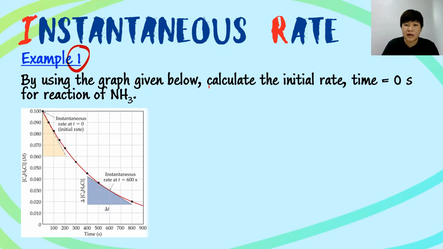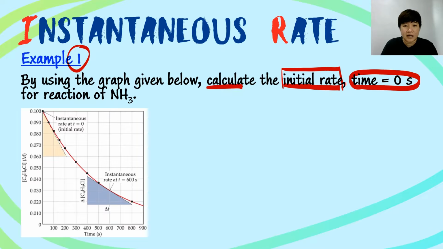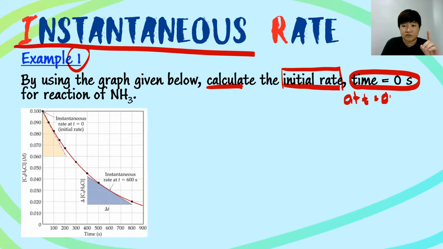I want to calculate the initial rate. Initial rate means time equals 0 second. If you read the question, time at 0 second, that's why it's an instantaneous rate of reaction, because we only have one specific time. I want the rate when the time is 0. So at time equals 0 second, this is the time at 0 second.